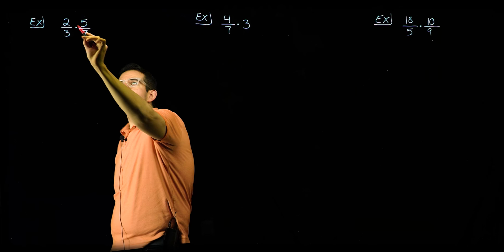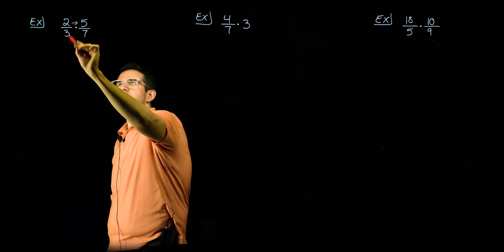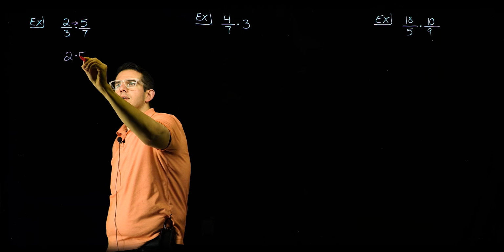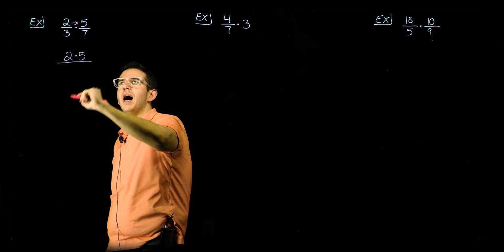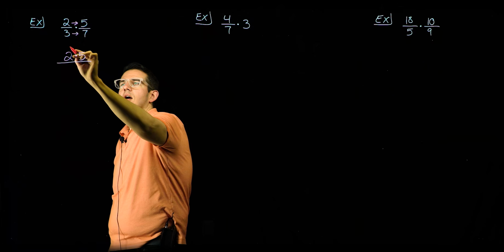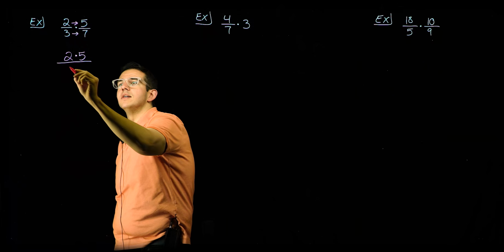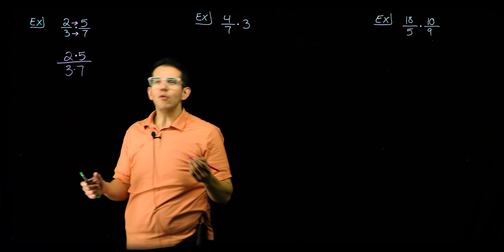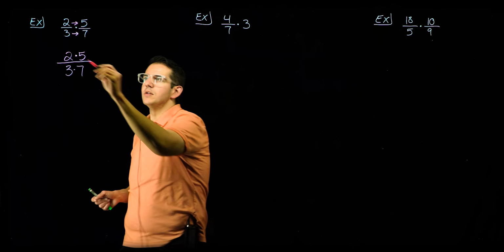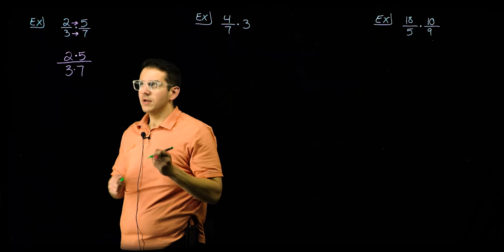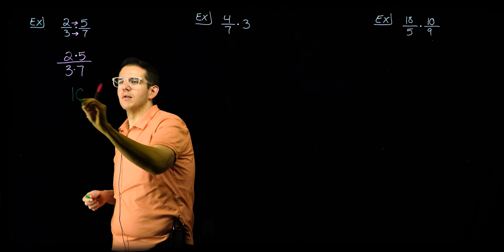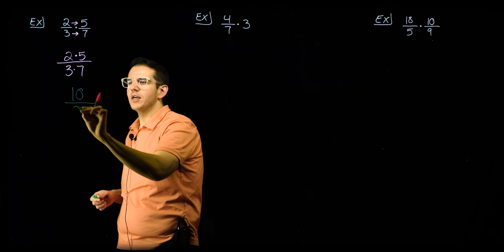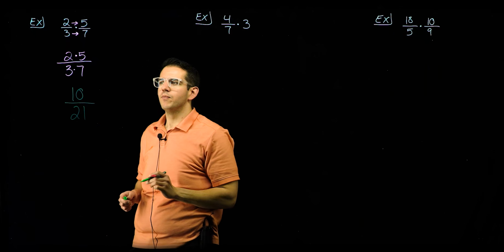So what I mean by that is the top, we're going to multiply straight across to get 2 times 5. And in the bottom, we're going to multiply straight across to get 3 times 7. And now we can just simplify. 2 times 5 is going to give us 10. Over 3 times 7 will give us 21.